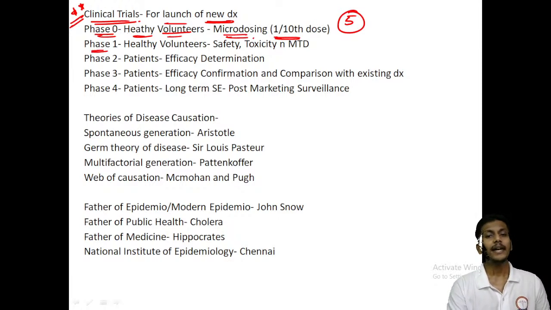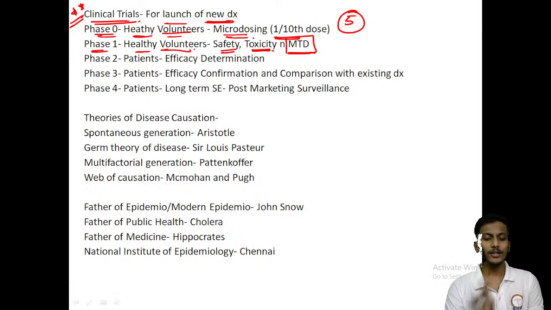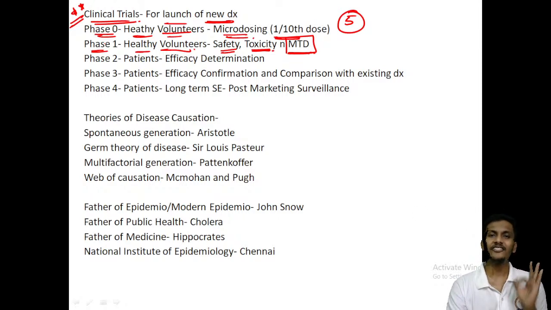Next is your phase 1. In this also the unit is healthy human volunteers. Phase 1 is usually used for assessment of the safety or toxicity profile of a drug. Along with that, it is also used to assess the maximum tolerable dose. So please remember, maximum tolerable dose is actually assessed in phase 1. Yaad rakhna.